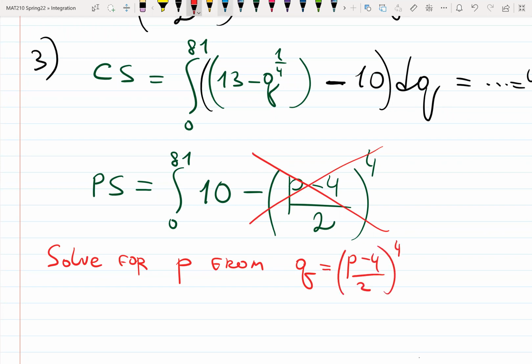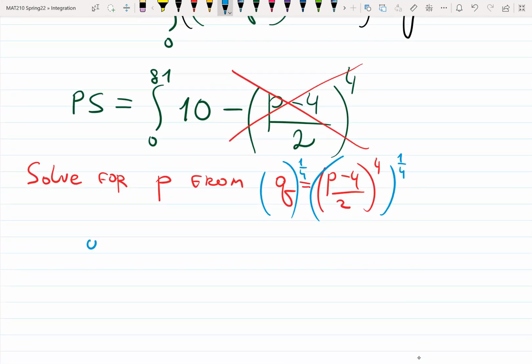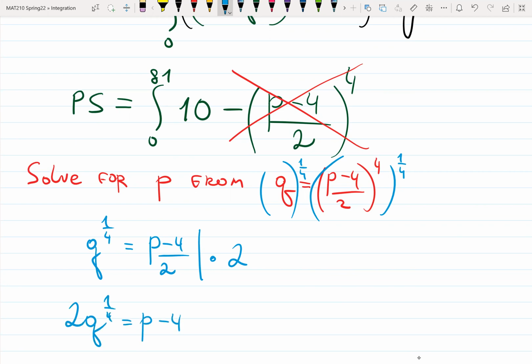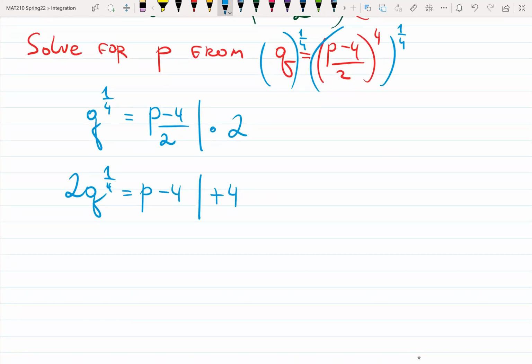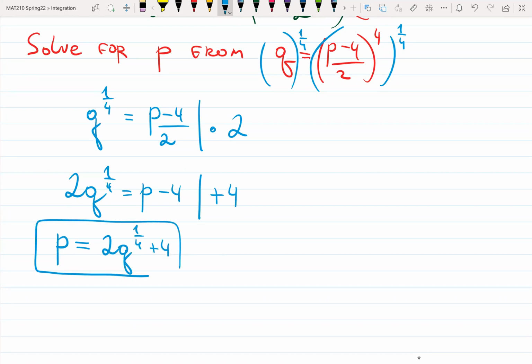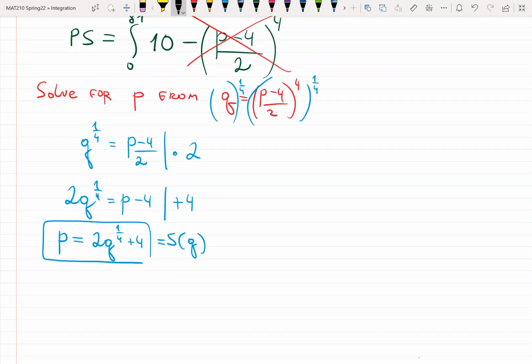How do you do that? Raise both sides to the 1/4 to undo the 4th power. So q to the 1/4 equals (p minus 4)/2. Multiply by 2: 2q to the 1/4 equals p minus 4. Add 4: p equals 2q to the 1/4 plus 4. This is the supply function. Plug that into the integral.